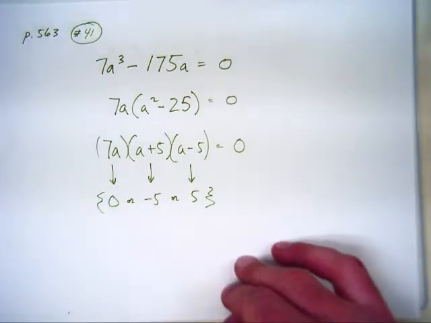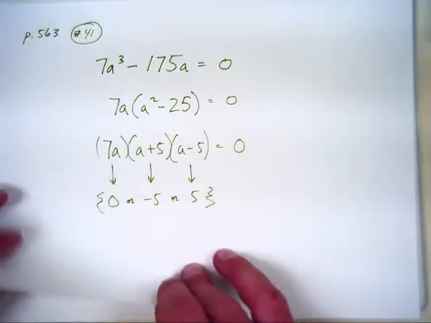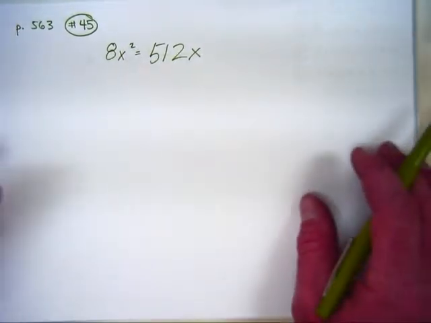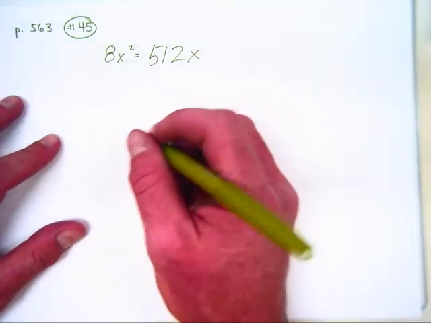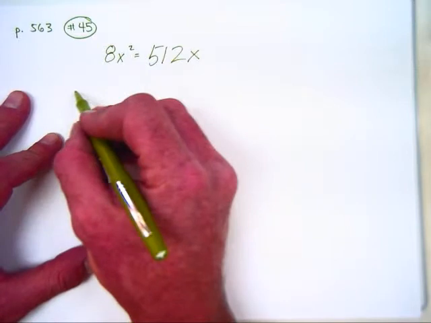In this case, it was easiest done by factoring, and I think this was the one before they even showed you completing the square, so it was the first of the two homework assignments. Here's number 45 on page 563, same page. Again, we haven't even learned completing the square yet, so they don't want us to do it. The only method I have available to me is factoring.